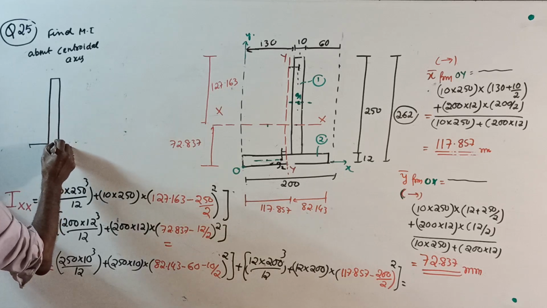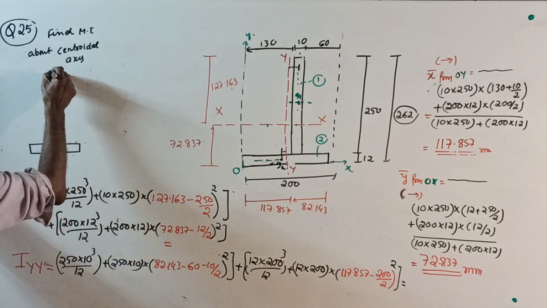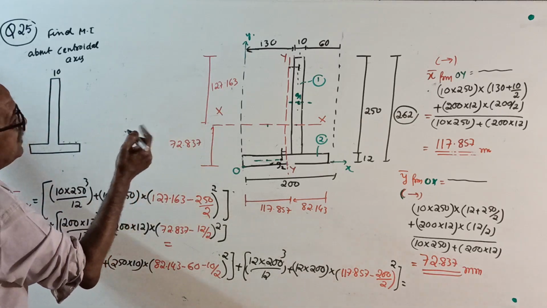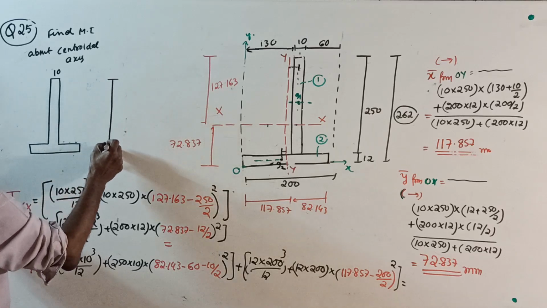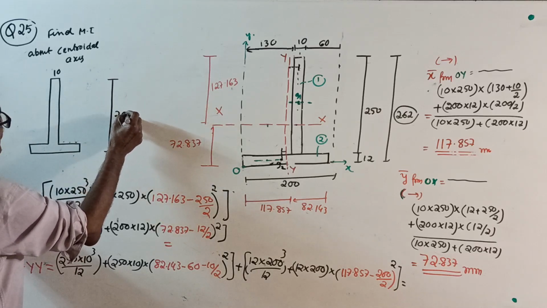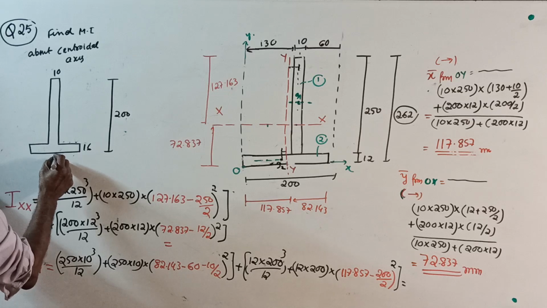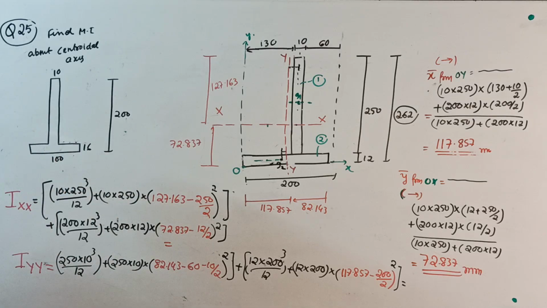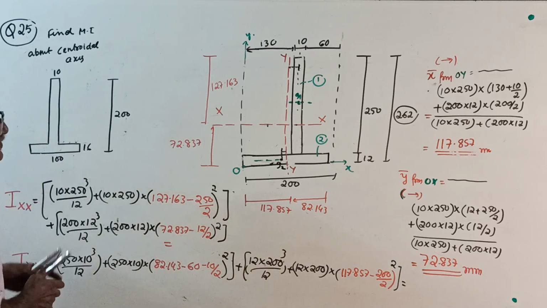Inverted T, but symmetrical. See, this way, 10. How much did I take there? You cannot see it actually. Total is how much? 200. Total given is 200. This thickness, I took 16. This width is 100, not given. Understood that these two are equal offset. Okay, start this question.